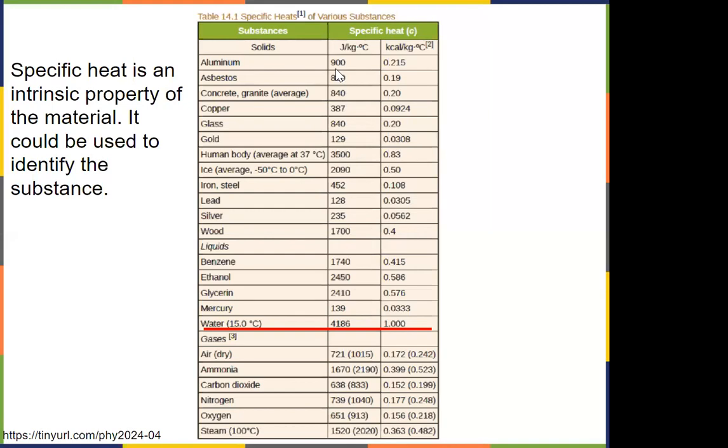Metals like aluminum, copper, gold, silver, and lead here have relatively less heat capacity, which means they can heat up very quickly. Like your cooking pans, they are pretty much made of iron, so that's the reason. And the coolant in your car is pretty much water, because it has a very large heat capacity, so that can keep your engine cool, so the temperature of it does not go up significantly.